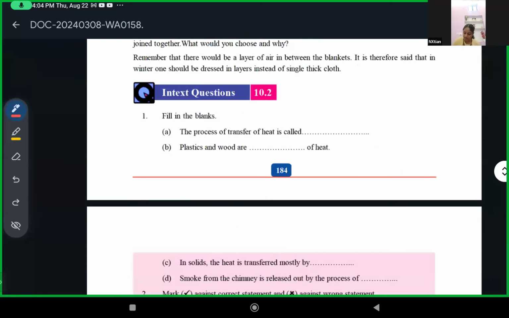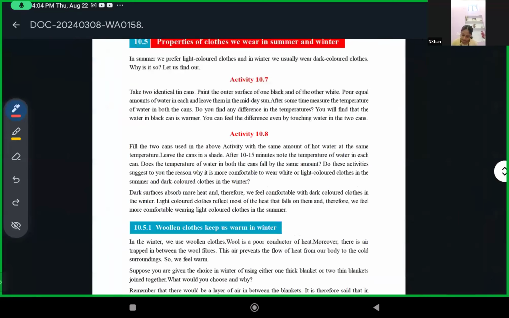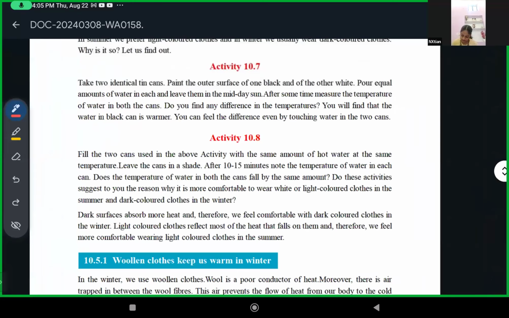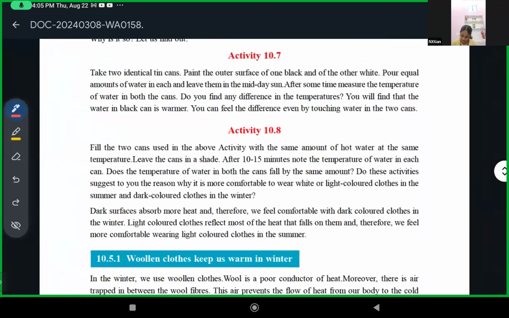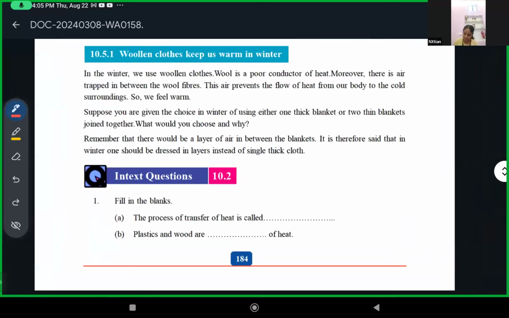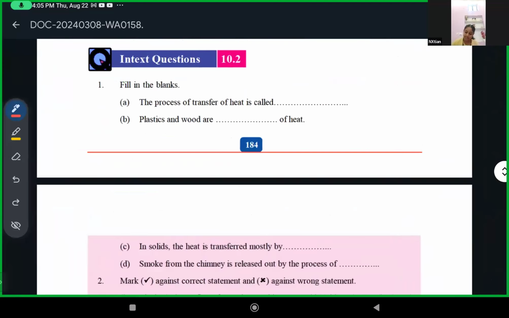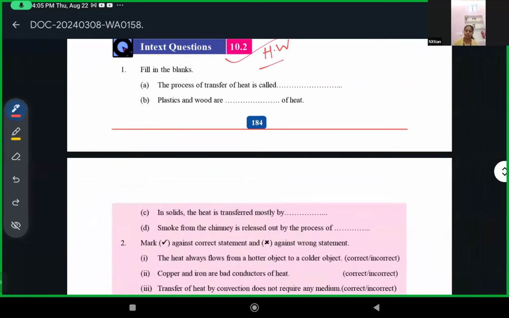So you can try out these activities with the cans. And index questions 10.2 is the homework. Try them out.